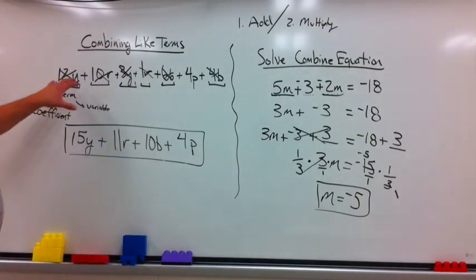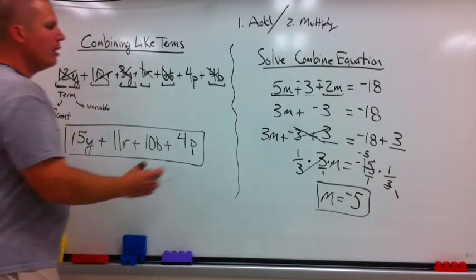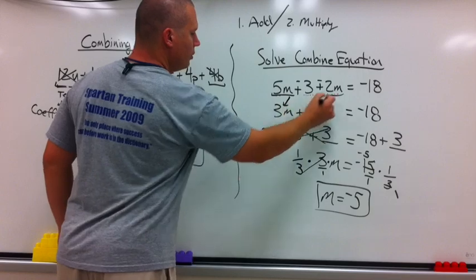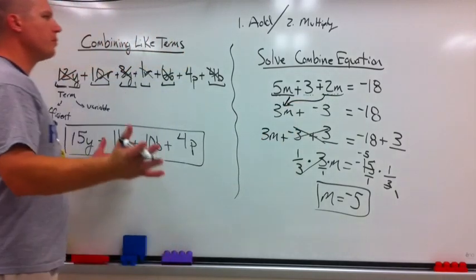Combine like terms. Take things that are similar, join together, makes a smaller picture. Shrink things down. That's it.